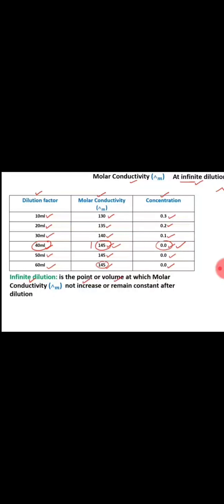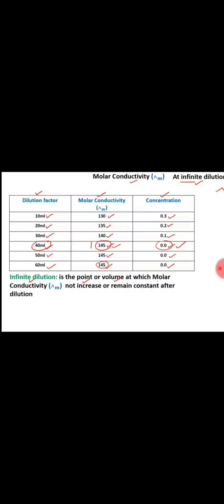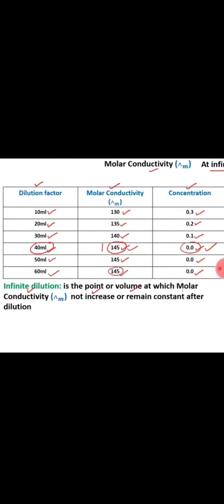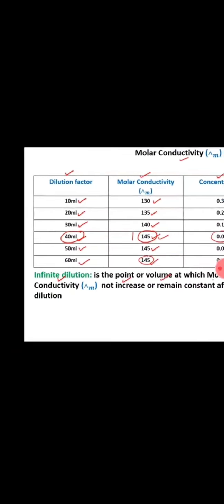Now on further diluting, when the concentration has become 0, when do we say that concentration has become 0? Zero concentration means the electrolyte, the salt which was present in the solution, is near about negligible in comparison to the volume of the solvent, because you have diluted it to such an extent that the electrolyte or the solute has become negligible. And when such a stage is reached, the value of molar conductivity becomes constant.